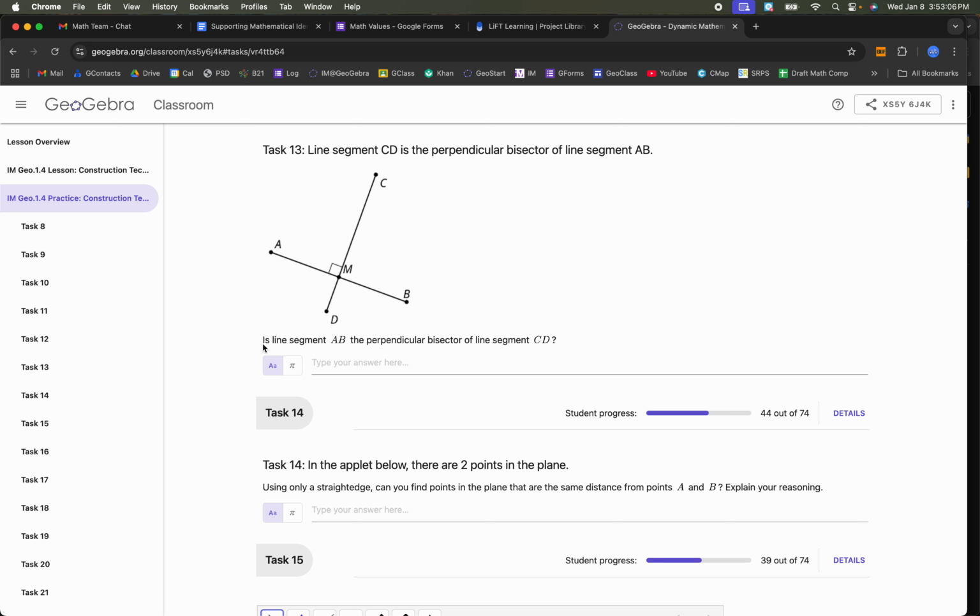Now, this is the question. Is line segment AB the perpendicular bisector of segment CD, right? Does AB cut this one perfectly in half and meet at a right angle? Pause the video. Answer the question.